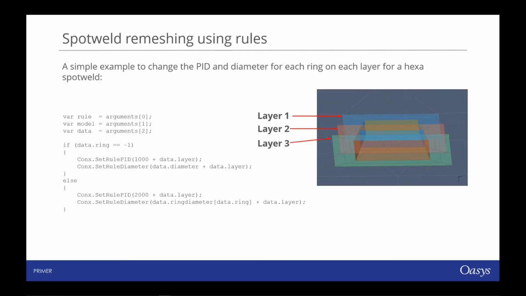And a simple example here would be to change the part ID and diameter for each ring on each layer for a hexa spot weld. So you may want to update the layer information based on perhaps a change of parameters or variables, and you could use this rule to automatically update that for you and speed up your processing depending upon the methods you may have in-house.